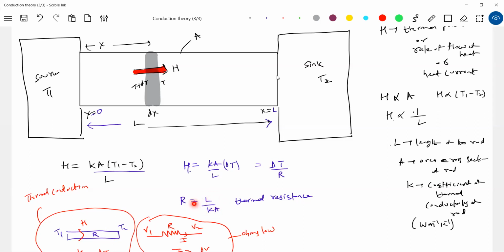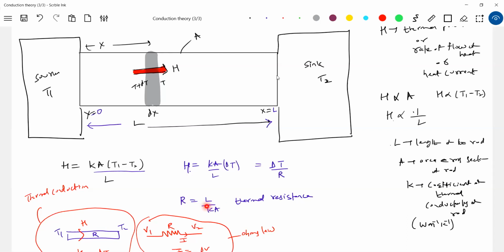So are you getting it now? The rod will definitely oppose the flow of heat current. The measure of that opposition to the flow of heat current by the material of the rod is called thermal resistance. Will the rod permit it easily? No. The heat energy will encounter some opposition by the material. That particular thing is called thermal resistance.